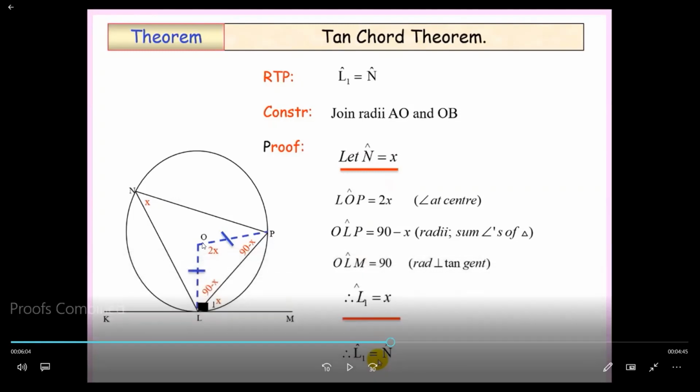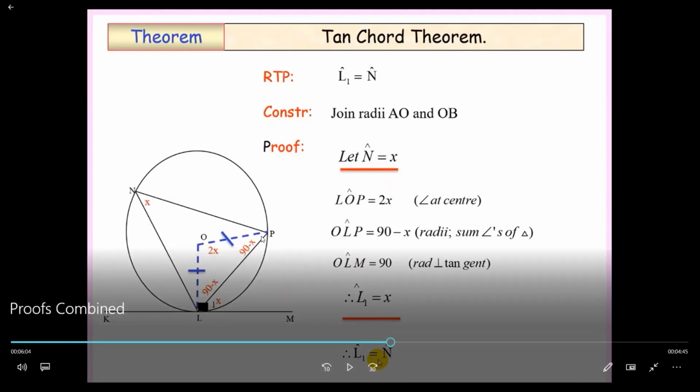And then working in the triangle that you see there, 180 minus 2x. We're using the sum of angles of a triangle to find the other two angles. Remember, the two base angles will be equal. So we've got 180 minus 2x and divide that by 2. 180 divided by 2 is 90. 2x divided by 2 is x. That's how we got 90 minus x for OLP.